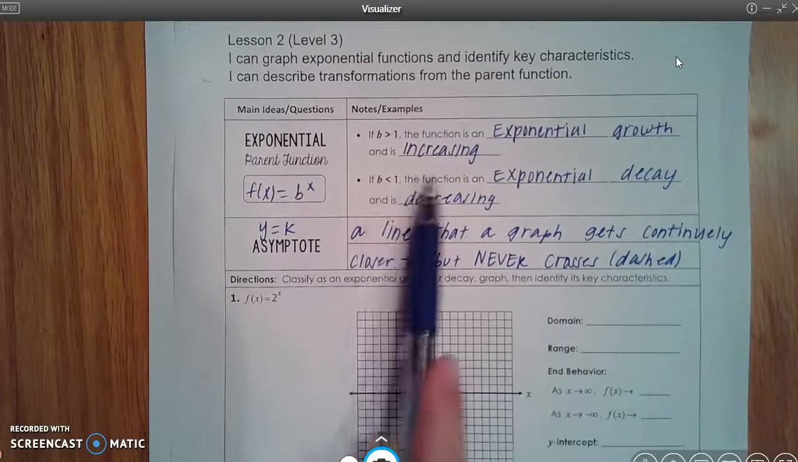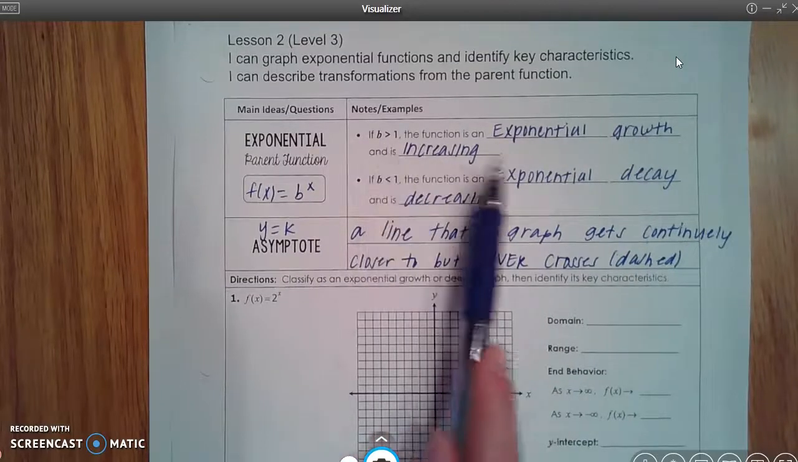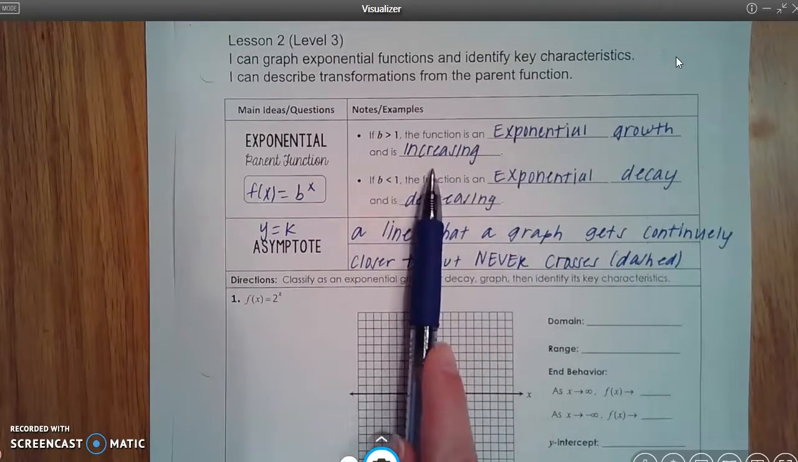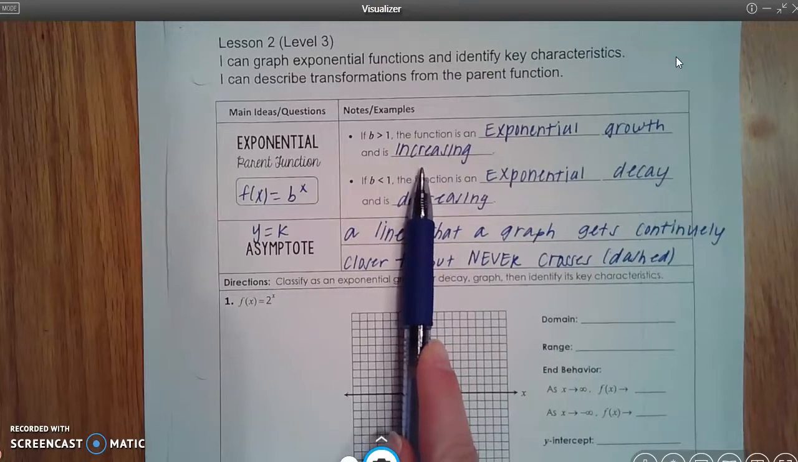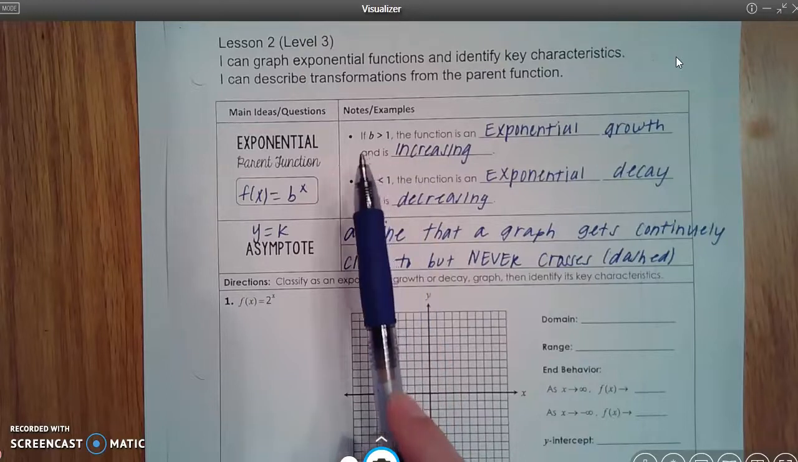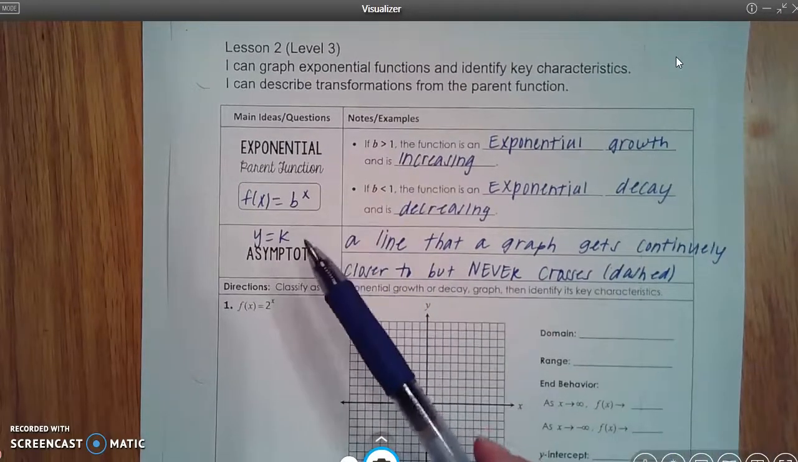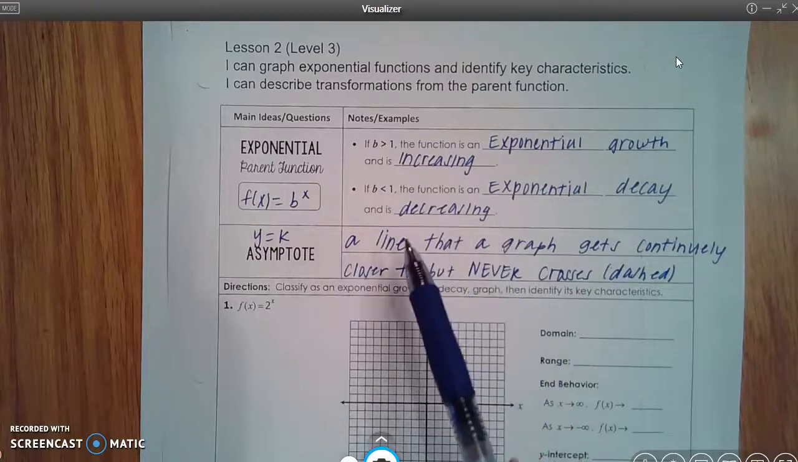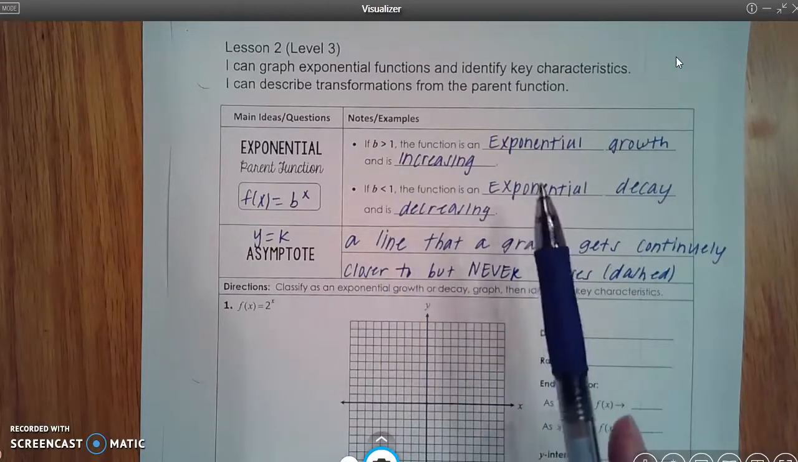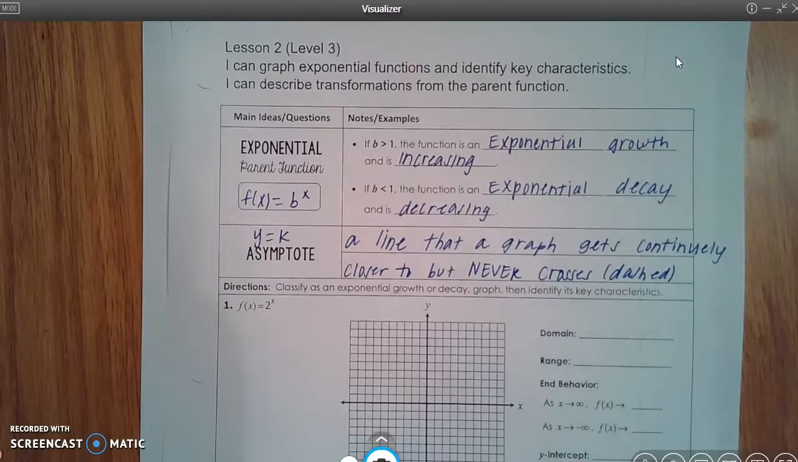So when this b number is greater than 1, it's an exponential growth, and it means your numbers are increasing, which is what you're actually noticing right now with this pandemic that's happening. We have an exponential function because our numbers are rapidly increasing daily. We're hoping to eventually see it on the decrease. And that means your b value is going to be less than 1, exponential decay, decreasing.